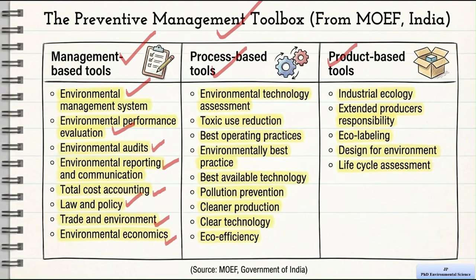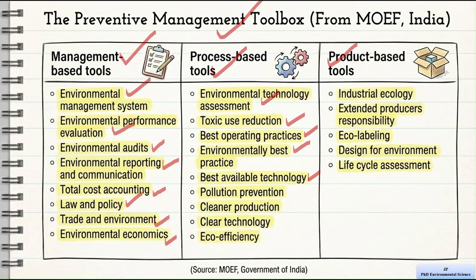Process-based tools. These tools improve the way production or activities happen. Environmental technology assessment evaluates technologies for environmental safety. Toxic use reduction, reducing harmful substances. Best operating practices, using the most efficient and safe methods. Environmentally best practice, following proven environmentally friendly methods. Best available technology, it uses the most advanced and least harmful technology.